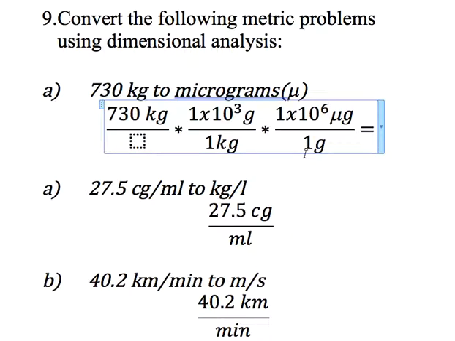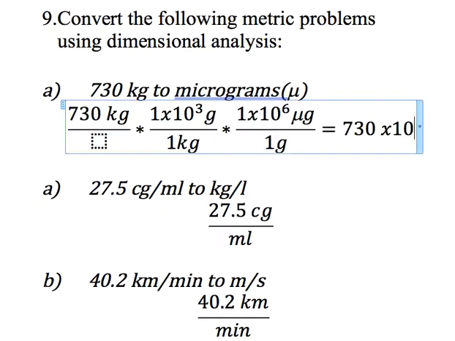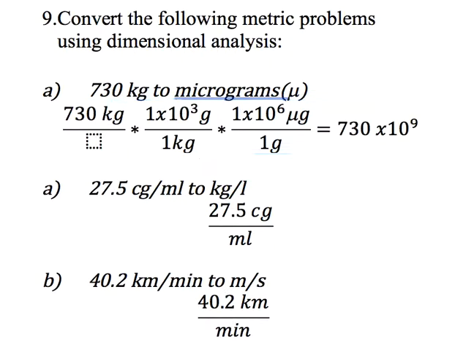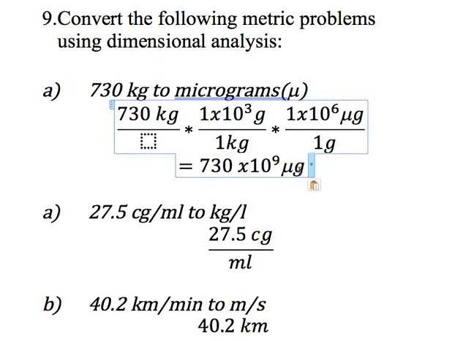So I'm going to end up with 730 times 10, and if you look, I have an exponent of 3 here, times an exponent of 6 here. So I would add those two together, and I'm going to end up with 10 to the 9th. And I am in micrograms now. Let me see if I can copy that over, because that is not a very convenient symbol to find. All right, and we would move this over, put my decimal point there, and so my final answer is 7.3 times 10 to the 11th micrograms.